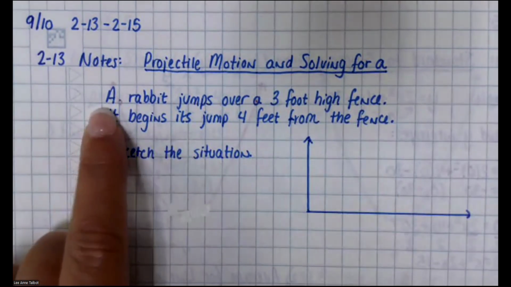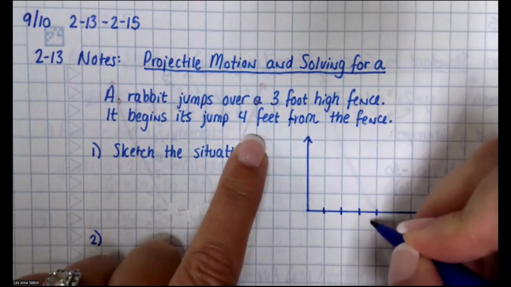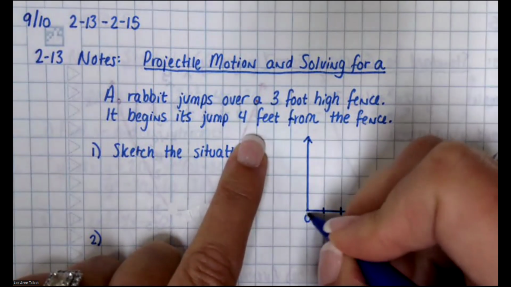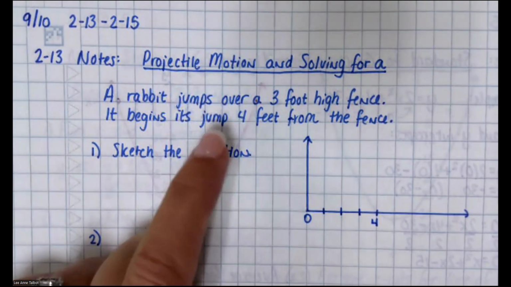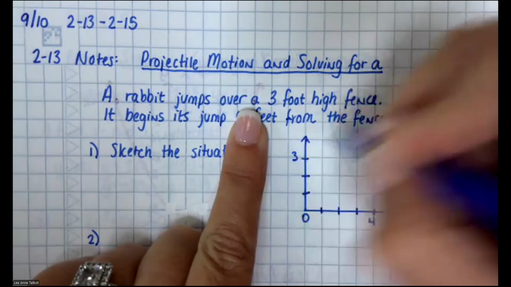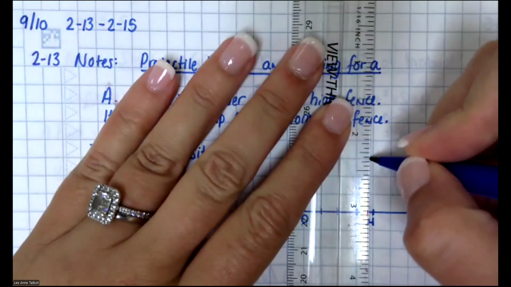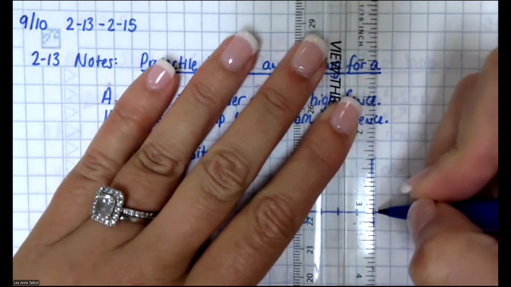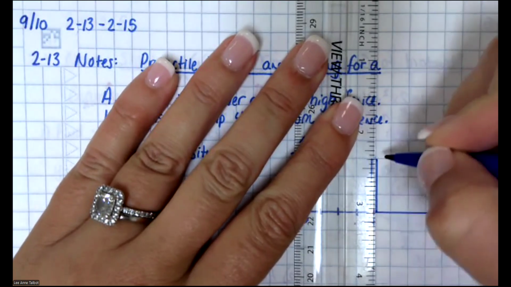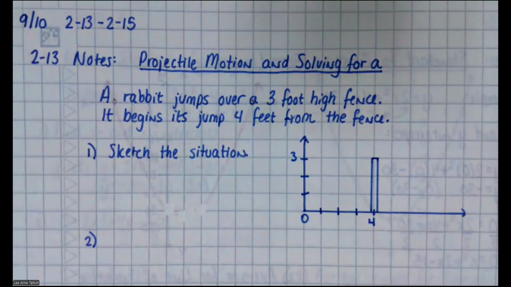It says that it begins its jump 4 feet from the fence. So I'm going to go out 4 feet, and I'm going to draw a little fence. The fence is 3 feet high. This is going to look kind of silly, but I'm just going to take my straight edge and go on either side of 4 just a little bit and make a little fence. Does that make sense so far?